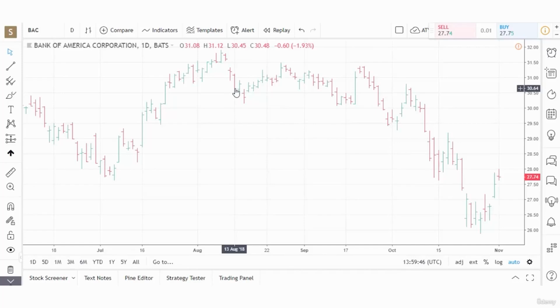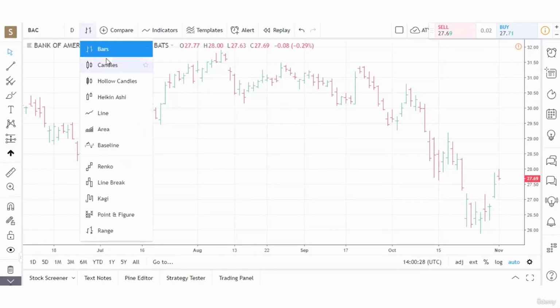So on this day, August 13th, 2018, the stock opened at 31.08, which is the horizontal bar on the left. The high was 31.12, which is the top of the bar. The stock closed at 30.48, which is the horizontal hash on the right side of the bar. And the low for the day was 30.45, which is the bottom of the bar. Now let's take a look at candlestick charts.